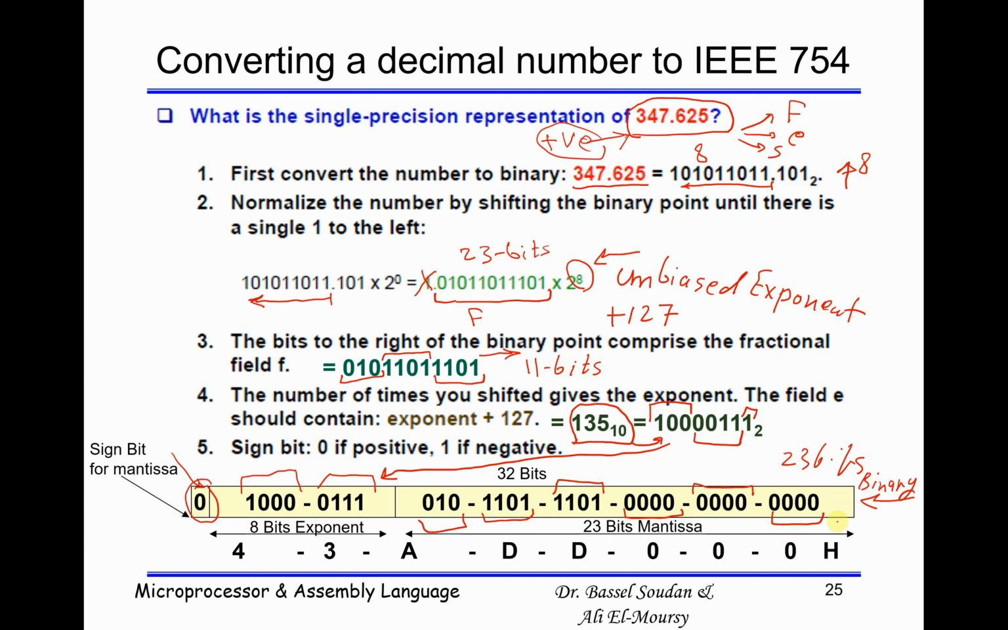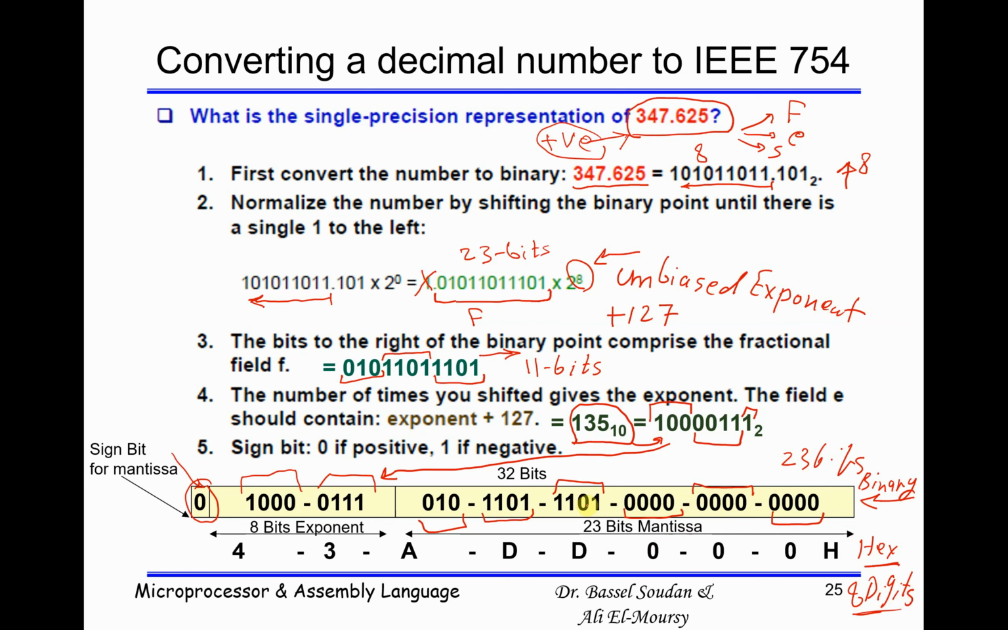How can I represent this in hexa? Remember that I have a total of 32 bits. That means this number should be represented by how many hexa digits? So in hexa, I have 8 digits. Those 8 hexa digits will be split into groups of 4 bits. I have 4, then 4, then 4. These are the 12 zeros.